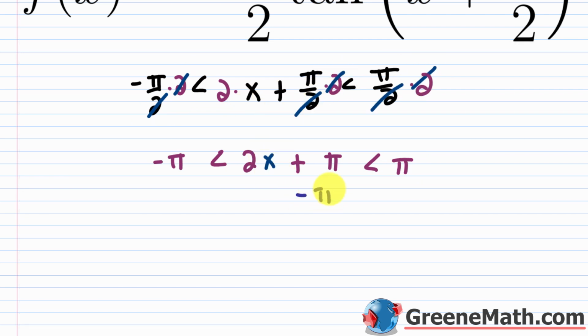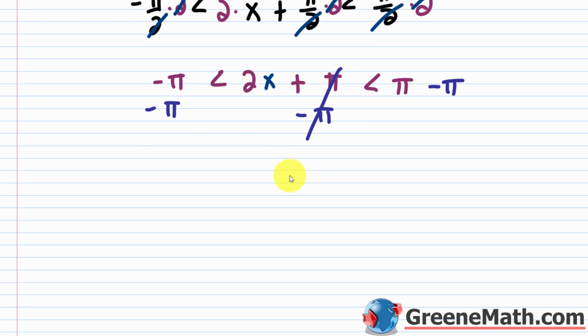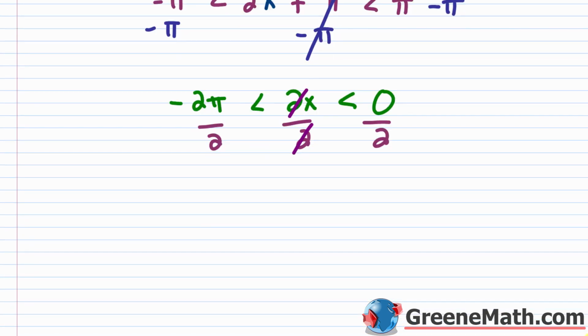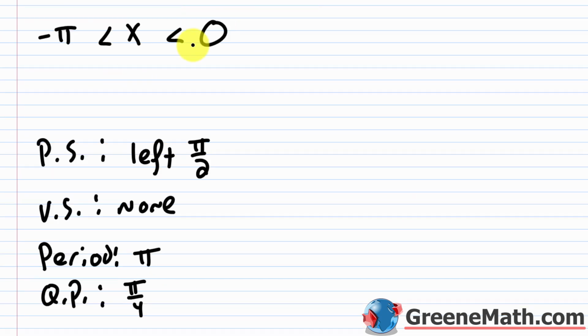Now let's subtract pi away from each part. And so this would cancel. So we're going to have 2x in the middle. So we have 2x is greater than -pi minus pi, which is -2 pi, and it's less than pi minus pi, which is 0. Let's divide each part by 2. And so this is going to cancel. So x is greater than -pi, and less than 0 over 2, which is 0. Come down and paste this in.